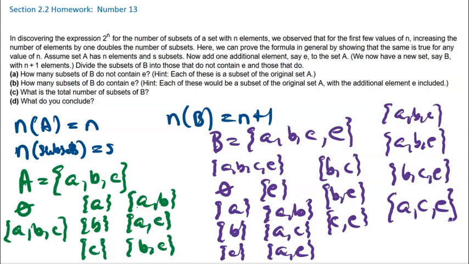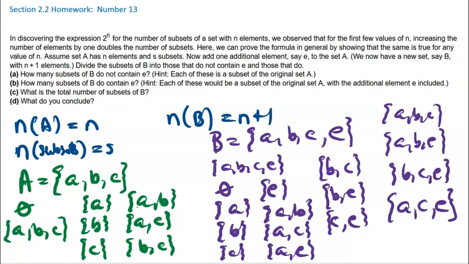Now, in this problem, it wants us to look at 2 different things. It says, we now have a new set B with n plus 1 elements. Divide the subsets of B, which we listed them all out, into those that do not contain E and those that do contain E.